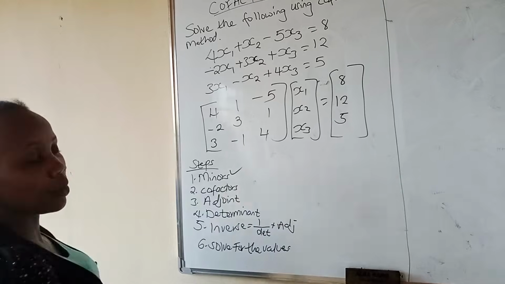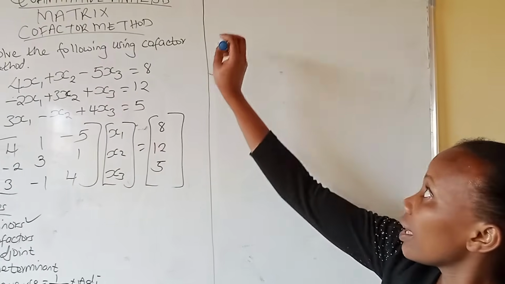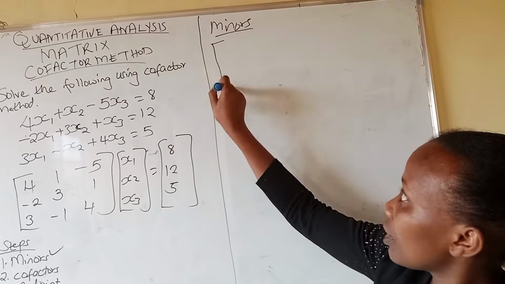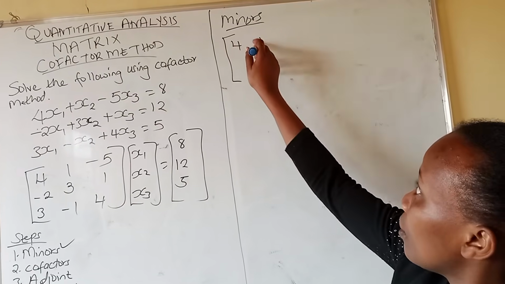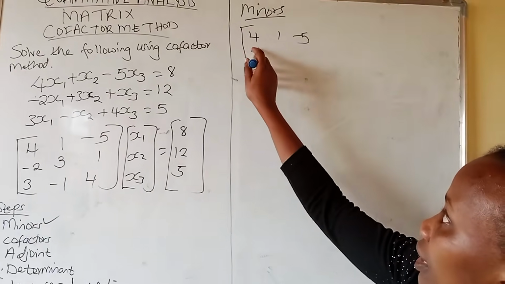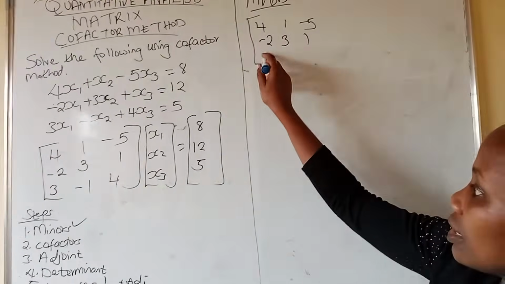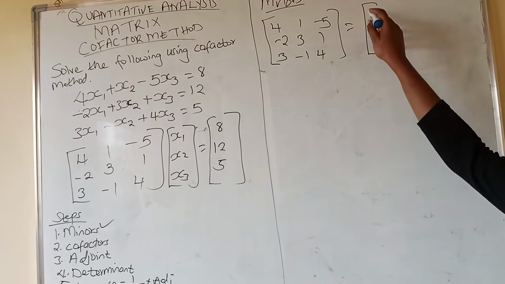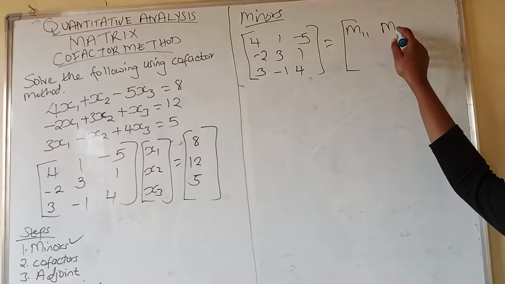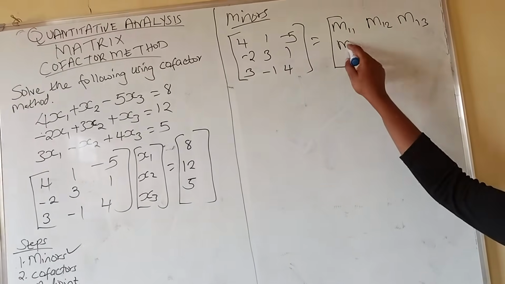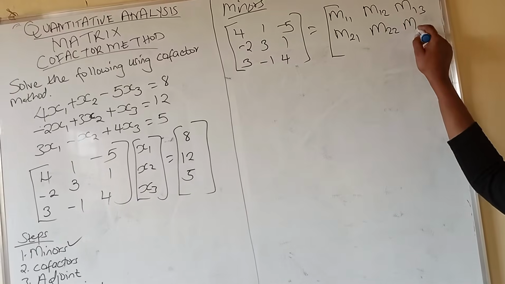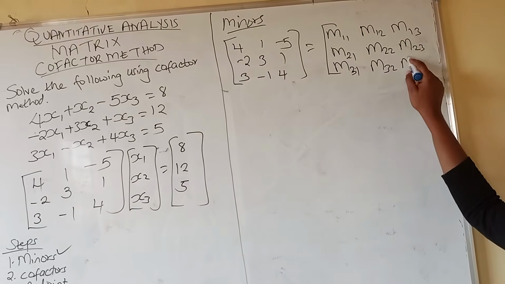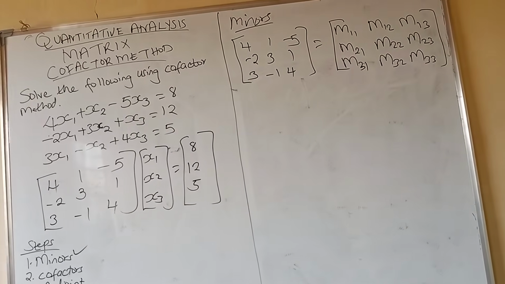so as we are able to solve for those values. So first of all, we are going to start with the minors. Given this kind of matrix, 4, 1, negative 5, negative 2, 3, 1, 3, negative 1 and 4, when we are asked to find the minors, you're going to find the minors M11, M12, M13, M21, M22, M23, M31, M32, and M33. Those are the minors.